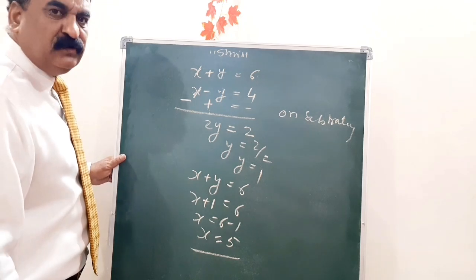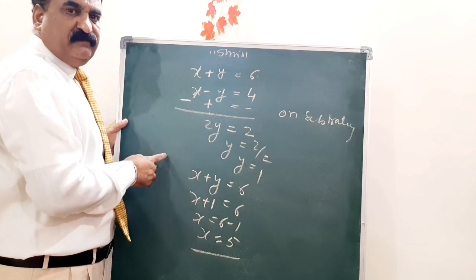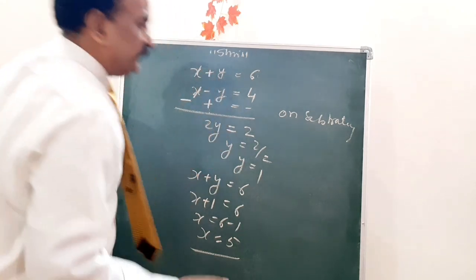I hope this is clear to you now. This is called the linear equation in two variables. Now one more question I am taking.